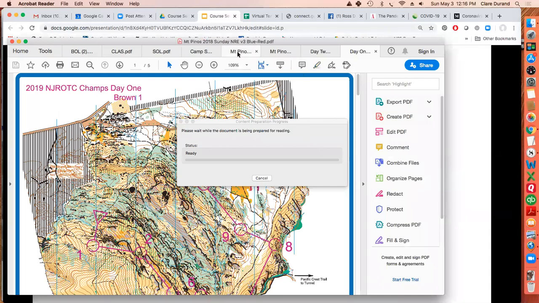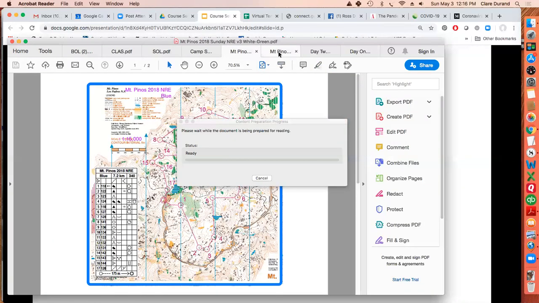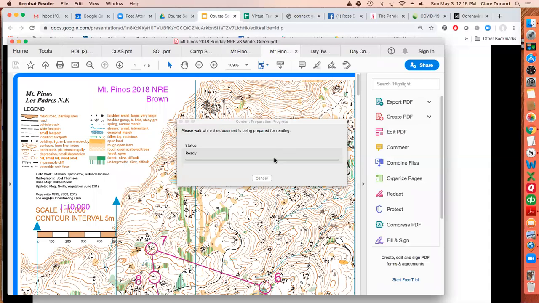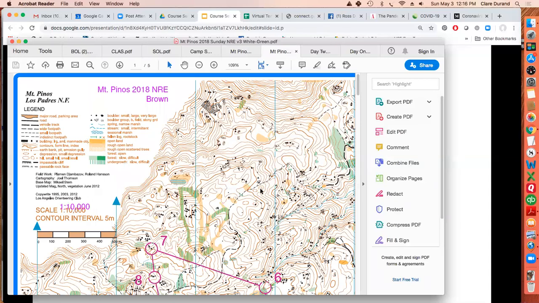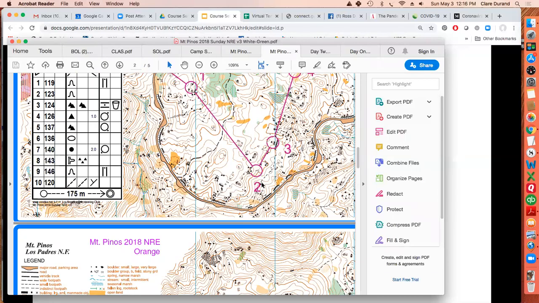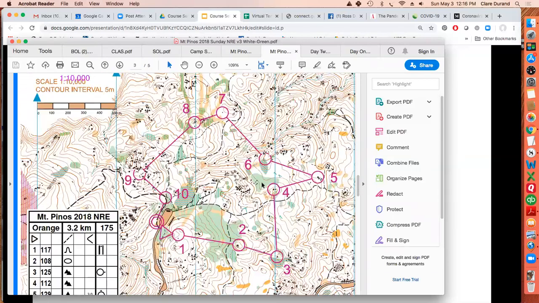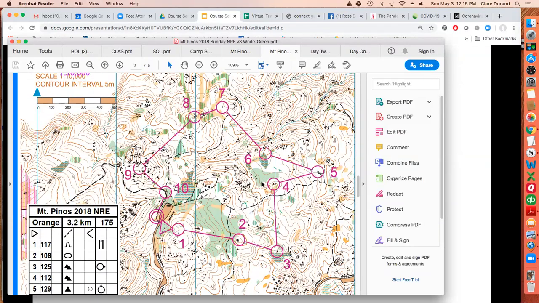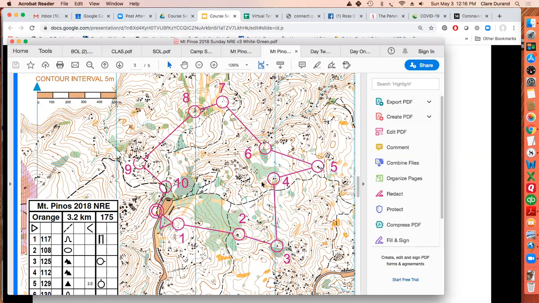I'm going to start with Mount Pinos. Cancel this, where's brown? Orange. Okay, so here's an orange course at Mount Pinos. I've picked Pinos to show some advanced and expert courses because it's one of our best terrains up here that really gives the opportunity to set good courses.